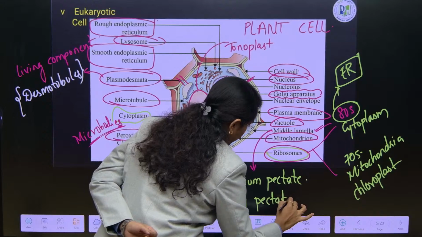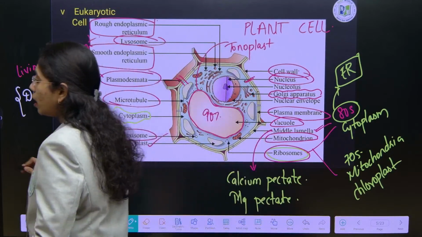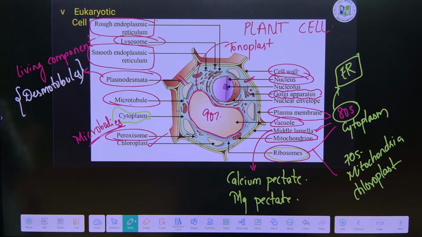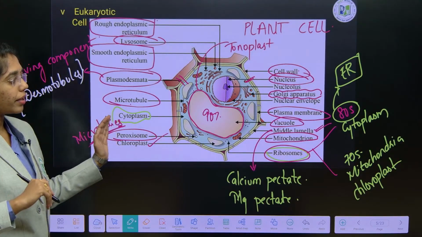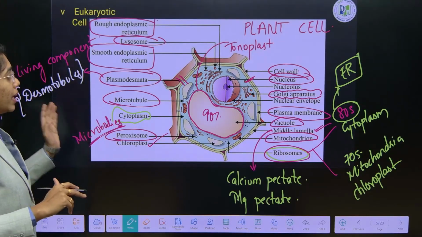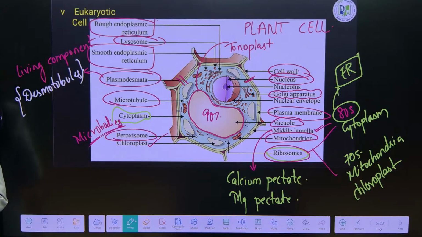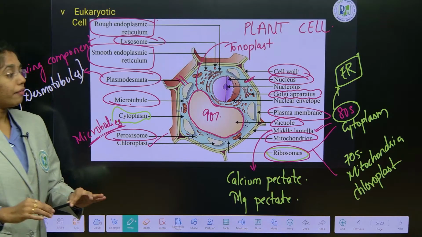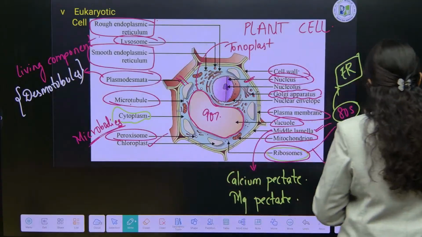This is the basic and brief description of a plant cell. Just take a note of it. If you are having any doubts anywhere, please drop a message in the chat box. I will be addressing your doubts. Any doubt anywhere? Now we will move on to the animal cell.